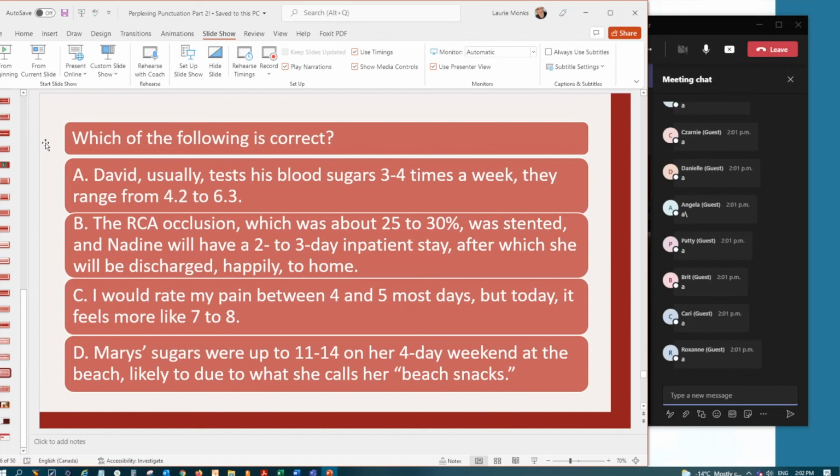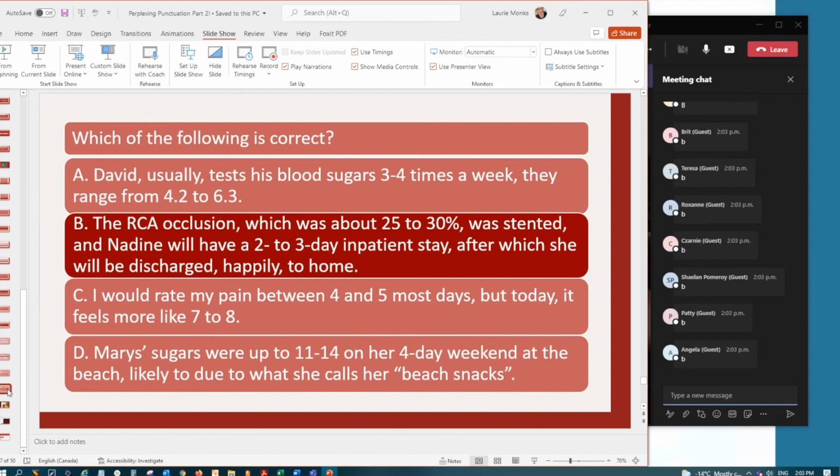David usually tests his blood sugars 3 to 4 times a week. They range from 4.2 to 6.3. The RCA occlusion, which was about 25 to 30%, was stented, and Nadine will have a 2 to 3 day inpatient stay, after which she will be discharged happily to home. C. I would rate my pain between 4 and 5 most days, but today it feels more like 7 to 8. Mary's sugars were up to 11 to 14 on her 4-day weekend at the beach, likely due to what she calls her beach snacks. Got a bunch of B's coming in.